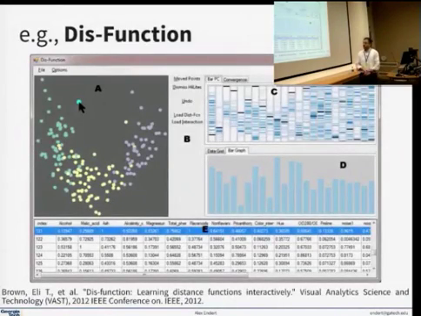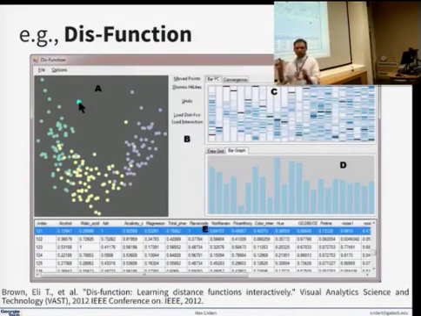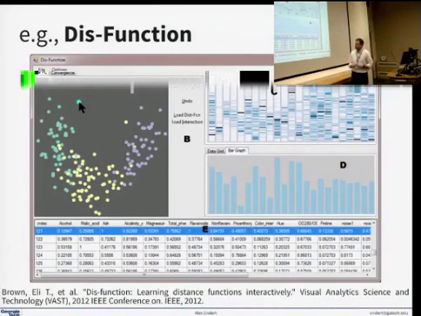So here we have, again, another one of Eli Brown's works, called Dis-Function, which does precisely that, right? You can take points in this space, move them closer together or further apart, and have the system compute the weights of the principal components and the dimensions and so on and so forth. So it's just a nice contrast from the iPCA to the more recent work of this.